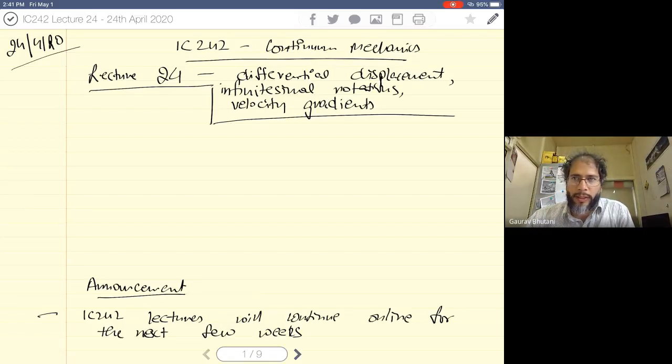So lecture 24 was about differential displacements. We talked about writing differential displacement in terms of its symmetric and skew symmetric parts. I mean, differential displacement gradients, to be specific. We also talked about infinitesimal rotations, and we talked about velocity gradients. Okay, so doing a quick recap of what we did last time.